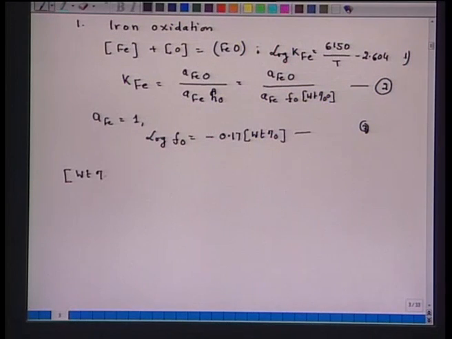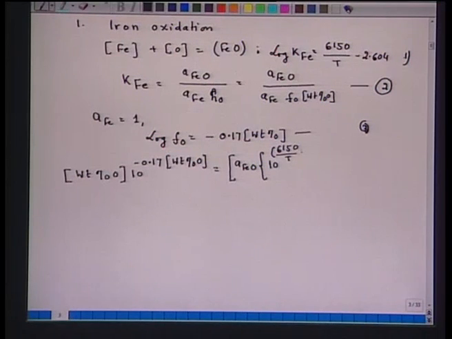Now, by equations 1, 2 and 3, we obtain the following equation: weight percent O, 10 raised to the power minus 0.17 weight percent O, is equal to activity of FeO into 10 raised to the power 6150 upon T minus 2.604, to the power minus 1, bracket close. Let us see, this is our equation 4.